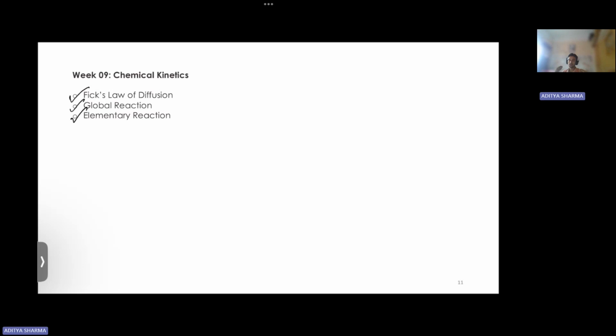But behind this, there are a lot of elementary reactions taking place, basic reactions. These reactions can be unimolecular, bimolecular, or termolecular. In unimolecular, only one species is involved on the reactant side; in bimolecular reactions, two species are involved on the reactant side; and in termolecular reactions, three species are involved on the reactant side. So these are your global and elementary reactions. This is your chemical kinetics.